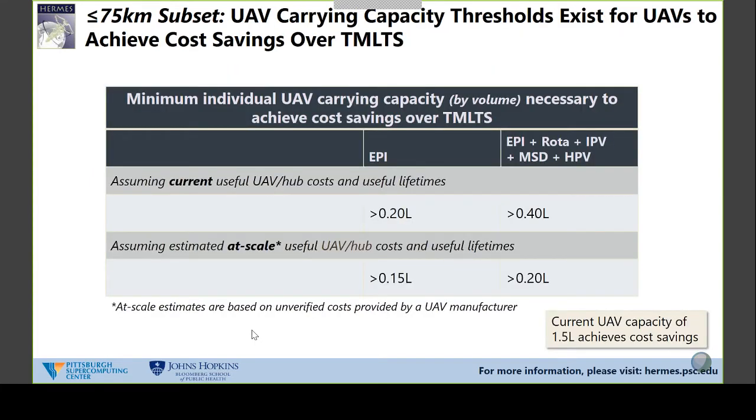We also found the payload capacity that would be required for the UAV system to achieve cost savings. So we did analyses for the current vaccine schedule as well as after introducing vaccines. And we also looked at if the UAV hub and vehicle costs did not actually achieve the at-scale costs, but remained at the current costs that we were quoted. And in all these situations, the payload could still be very small and still achieve cost savings, because it looked like the maximum requirement would be 0.4 liters, and the current capacity of the system we modeled had a 1.5 liter capacity.